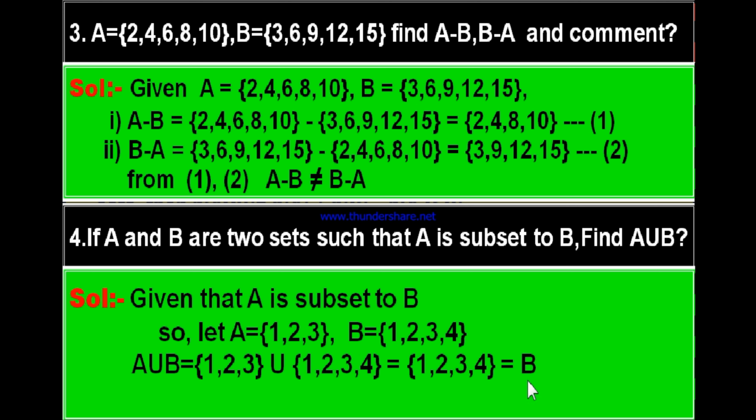Then what can you understand? We understood that if A is a subset of B, then A union B is equal to B. Therefore, you can write A union B is equal to B when A is a subset of B.